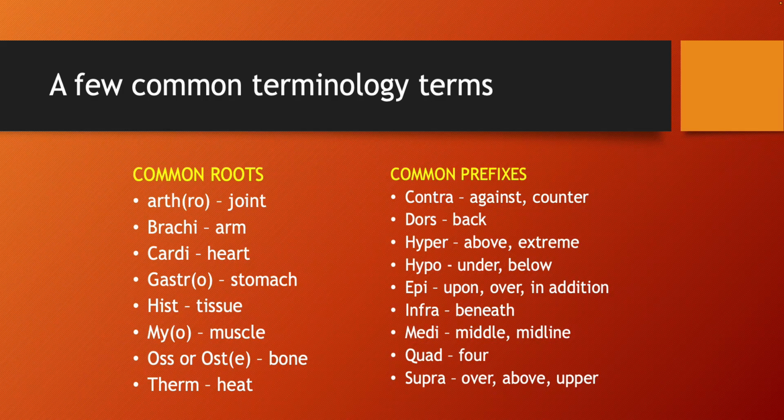Brachy is always going to mean your upper arm. Cardi is going to mean your heart. Gastro will be stomach. Hist will be tissues, like a histamine response. The word my or myo is usually referring to muscle. And os or osteo, like osteoarthritis, would be bone. And therm, like a thermal, would be heat. So here are common ones I want you guys to learn. I'm also going to pass out this thing, and we're going to do some bingo. All right.